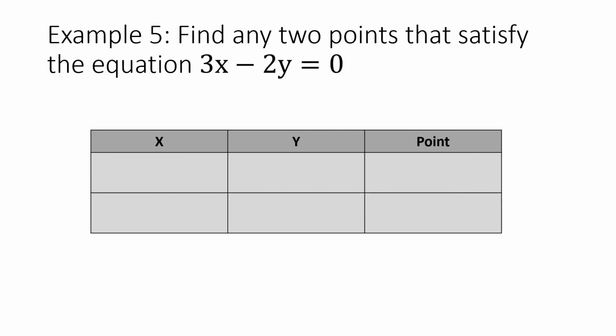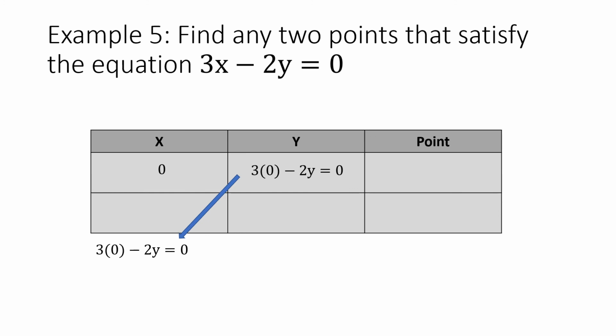Example 5, find any 2 points that satisfy the equation 3x minus 2y equal to 0. Again, I'm going to pick x to be 0 as my first x value that I'm going to substitute into the equation for x. So where I see x, I'm going to put 0. And then I'm going to solve the equation for y. To do that, I'm going to come outside of the table because I have to do a little bit of algebra to solve for y.